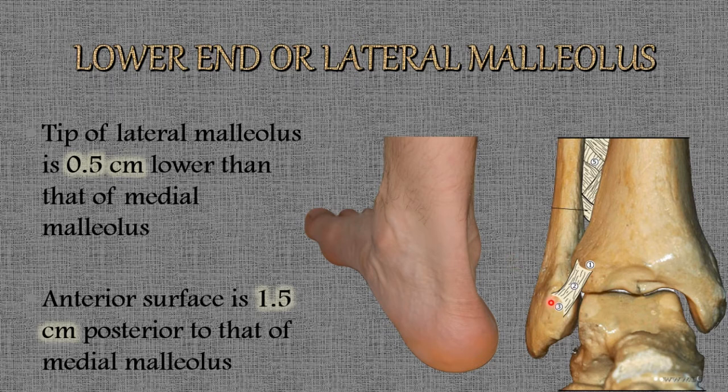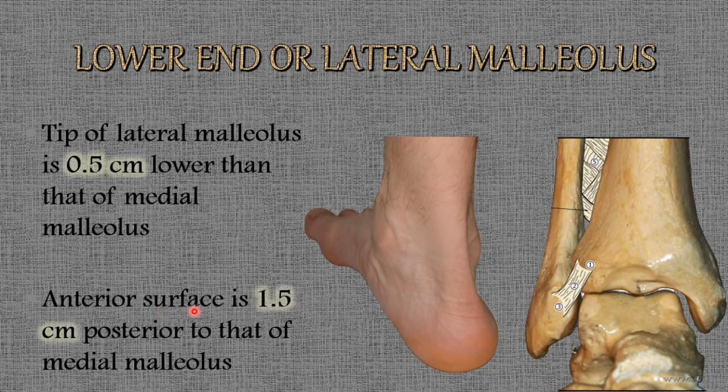This part is subcutaneous, and you can feel it, and it is even visible. This lateral malleolus, compared to the medial malleolus, is 0.5 centimeter lower. As you can see, if I draw a line from here to here, the medial malleolus comes at this line, but the lateral malleolus is slightly downward, and this is slightly upward. So what is the difference? It is 0.5 centimeter lower than the medial malleolus.